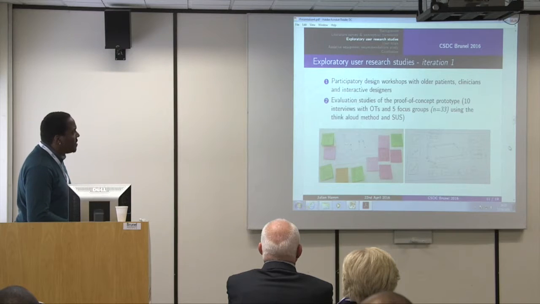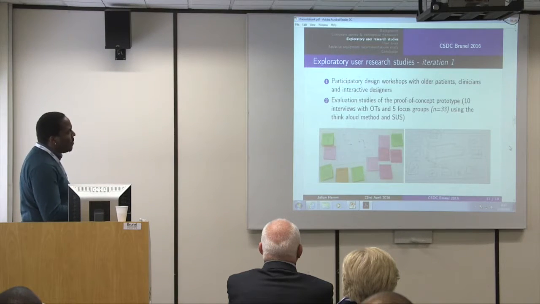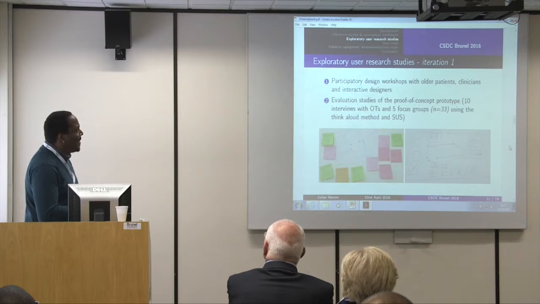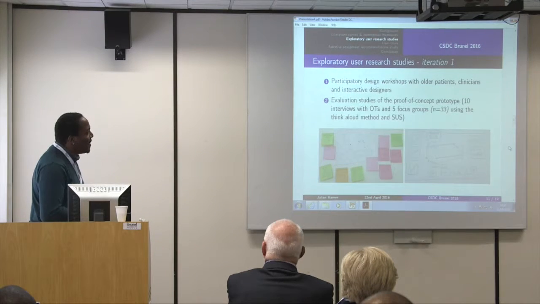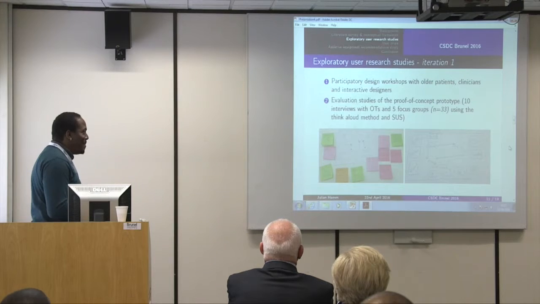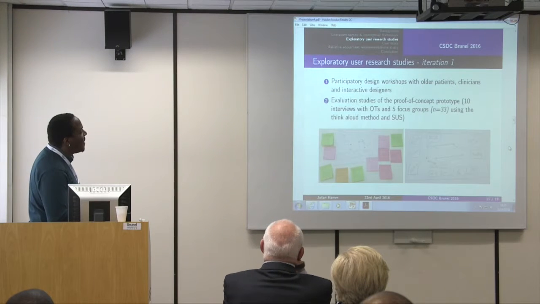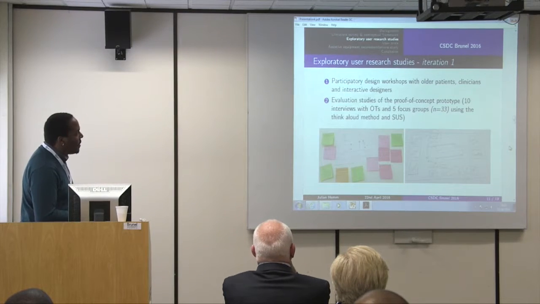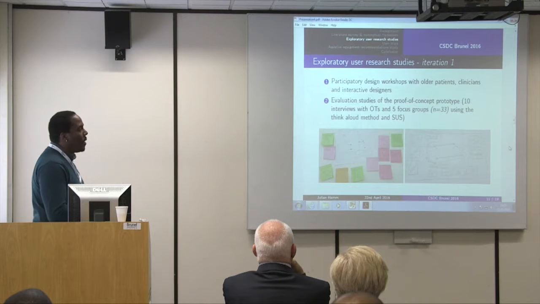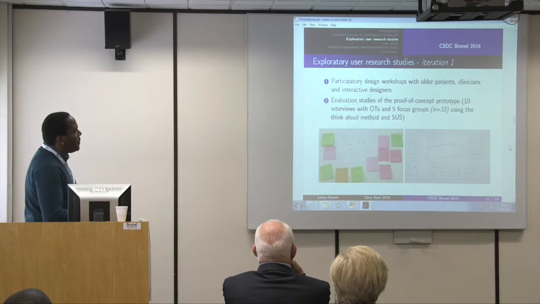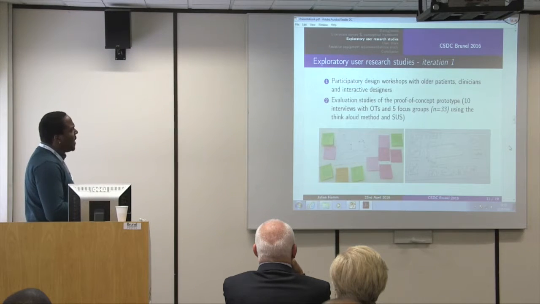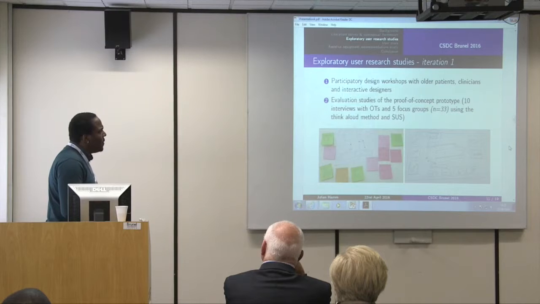So in the first stage, I did participatory design workshops with older adults, clinicians and interactive designers. I involved the clinicians because some of them were quite skeptical about the use of technology, as they felt it could replace them as clinicians. And then I performed some evaluation studies, developed a proof of concept prototype based on the sketches and some user requirements I got from that stage. In the evaluation part, I involved 33 older patients and 10 clinicians.